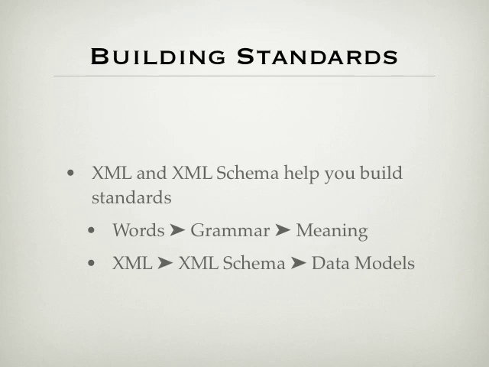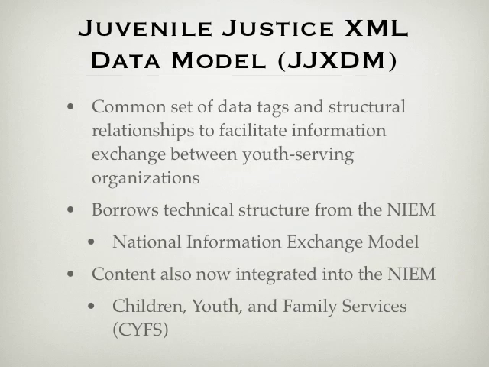One such data model is the Juvenile Justice XML data model. It's a common set of tags and structural relationships that facilitate information exchange for youth-serving organizations. So it's all about juvenile justice. It's all about juveniles. And the tags reflect that, and the structures and relationships reflect that. Information about people, information about relationships, family associations between people. It's designed around that. It borrows technical structure from the NIEM, the National Information Exchange Model, which we're going to talk about in just a sec.